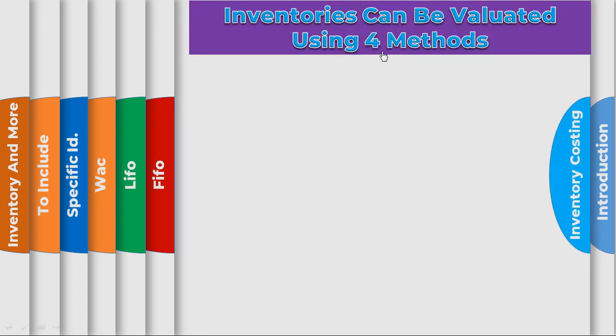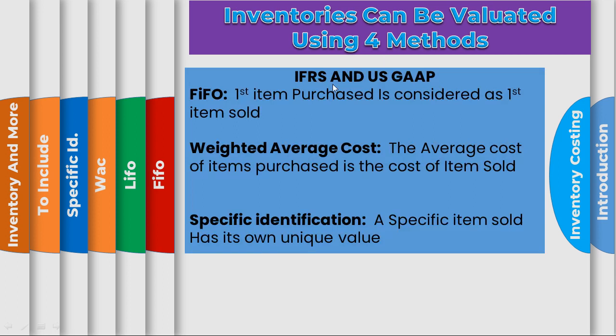Inventories can be evaluated using 4 methods. Under IFRS and US GAAP, we have FIFO. First item purchased is considered as first item sold. Weighted average cost. The average cost of items purchased is the cost of items sold. Specific identification. A specific item sold has its own unique value.